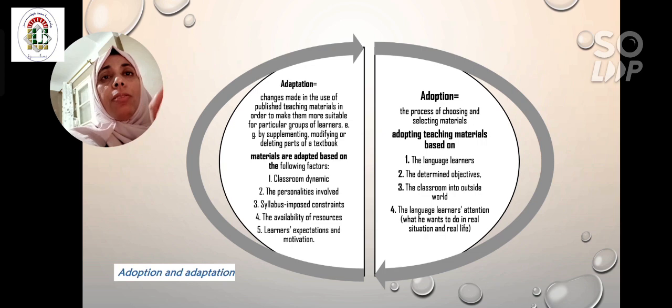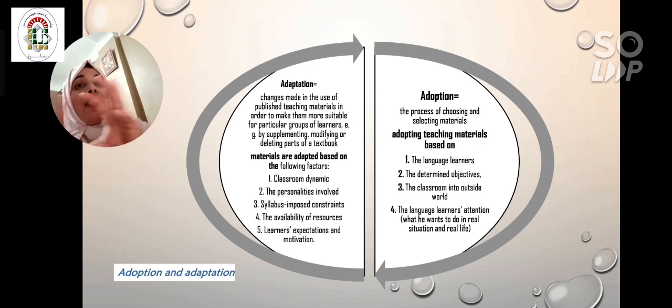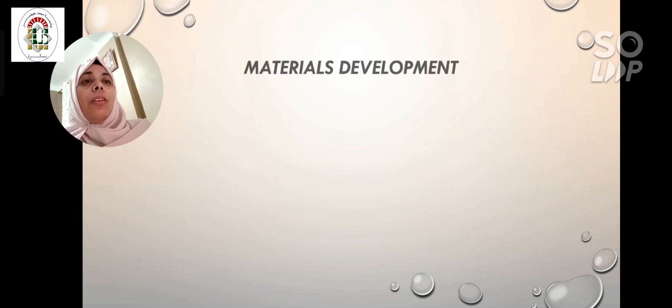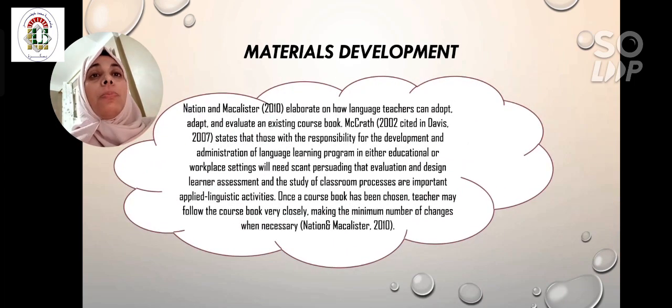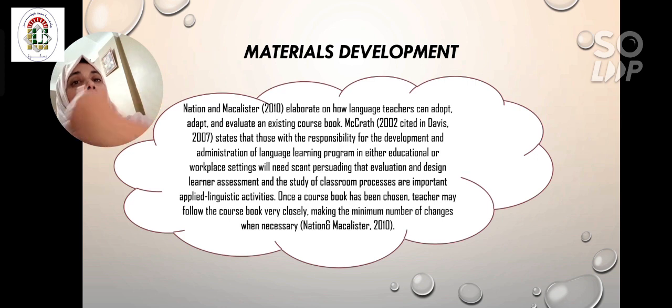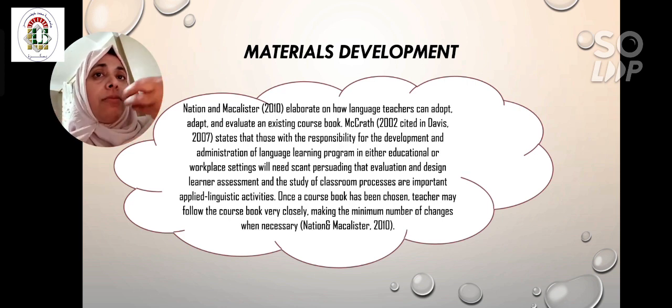So the adoption is the first step, the adaptation is the second step, to move to what? To what is called the material developments. So the material developments must be moved through these two main steps. I select, I choose, and then I modify according to my students' needs and requirements.